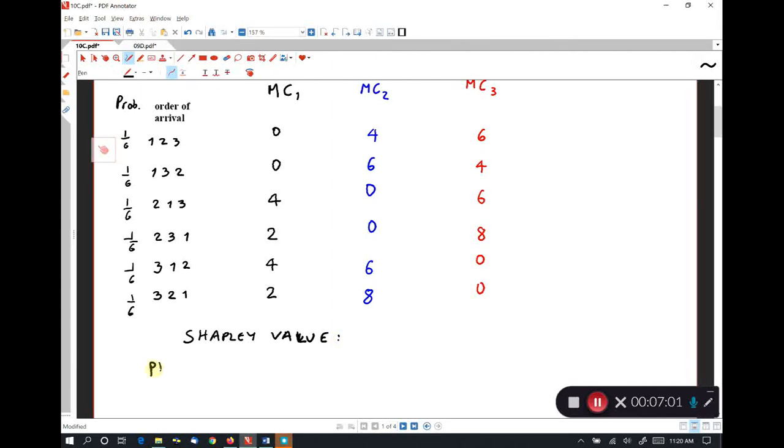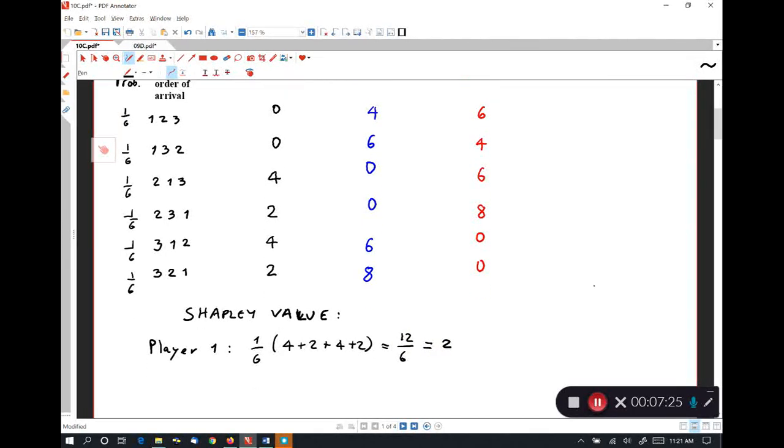For player 1, we have 1/6 times 0 plus 1/6 times 0 plus 1/6 times 4 and so on. Collecting the 1/6, we have 1/6 times 0 plus 0, and then 4 plus 2 plus 4 plus 2. So this is 8, 10, 12. 12 divided by 6, which is equal to 2.